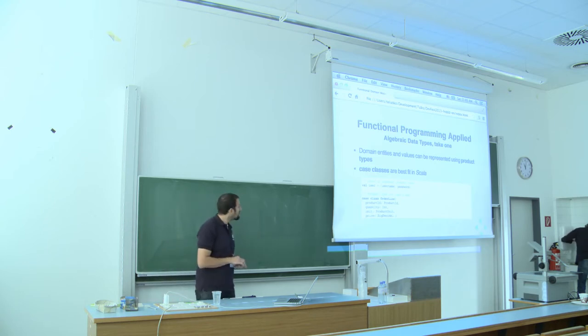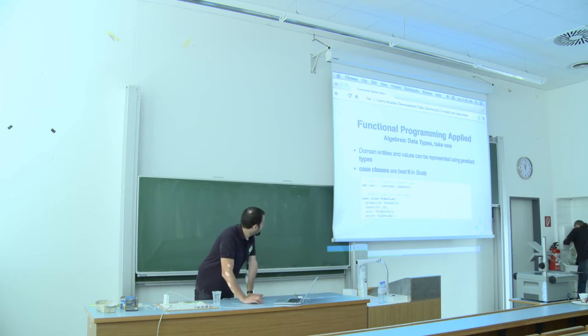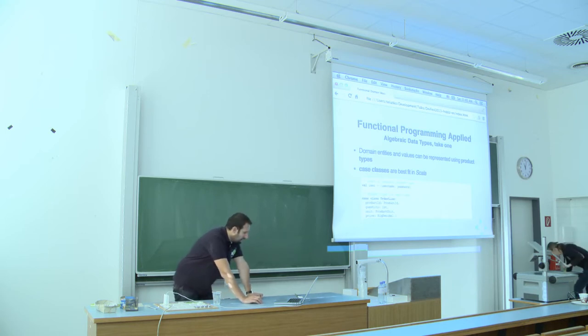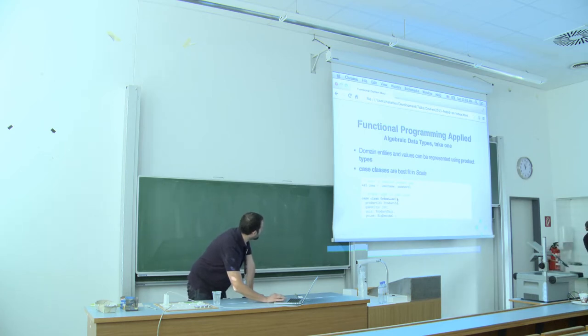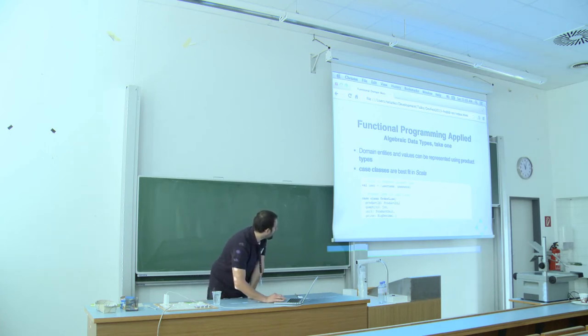That means that we have a type with some kind of dimensions, and each of these dimensions has a different type. Here, for example, we have a class OrderLine which has these kinds of fields. Each has a different type, and these fields are basically the dimensions of this class.